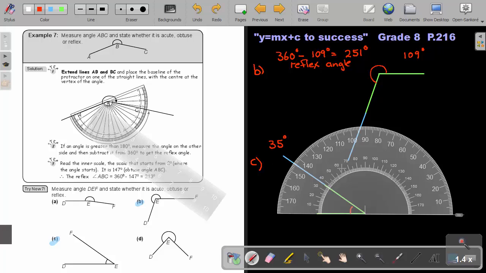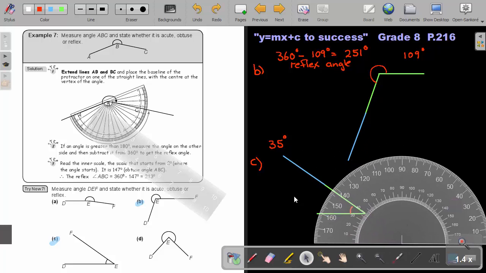And this will be, let's just move this a little bit, so that I have space. So this one I'm going to just rewrite. This one is going to be 35 degrees, and it's smaller than 90 degrees. So we say it's an acute angle. It's cute. Small, and that's why it's an acute angle. And this is how I use a protractor to measure angles.